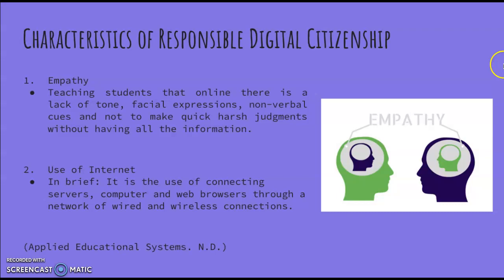So the first one is empathy, and this is teaching students that online there is a lack of tone, facial expression, and nonverbal cues, and not to make quick, harsh judgments without having all the information. When we are one-on-one or in a group, we can easily read people's body language, which is very hard to do online because it's cut and dry. And so teaching kids that maybe they didn't mean that tone when the message came across is important so that we don't jump to conclusions and miscommunicate things.